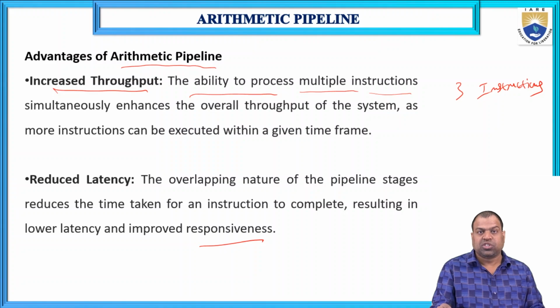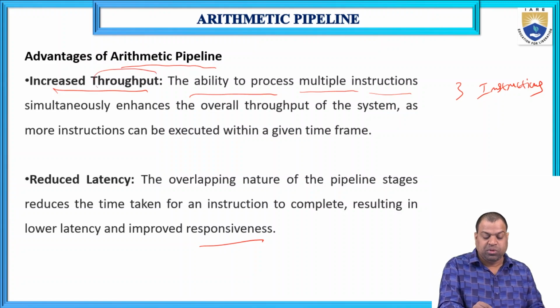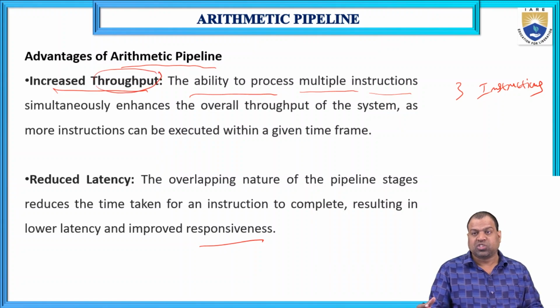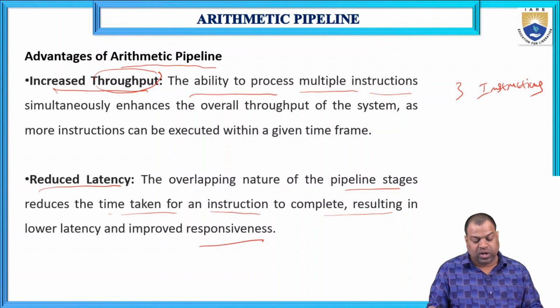So these multiple instructions simultaneously enhance the overall throughput of the system, as more instructions can be executed within a given time frame. So what is the exact meaning of throughput? Multiple instructions should be executed within a short period of time. That is the throughput. In less time, more instructions should be executed. And reduced latency: the overlapping nature of the pipeline stages reduces the time taken for an instruction to complete, resulting in lower latency and improved responsiveness.